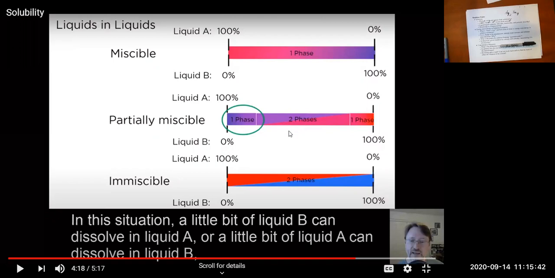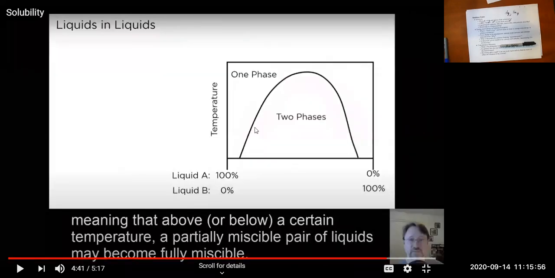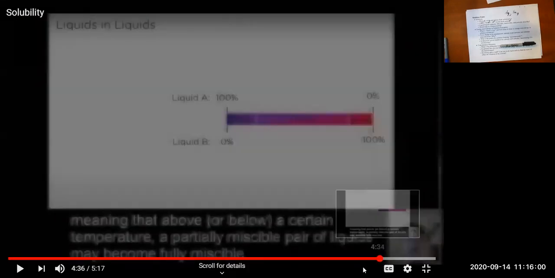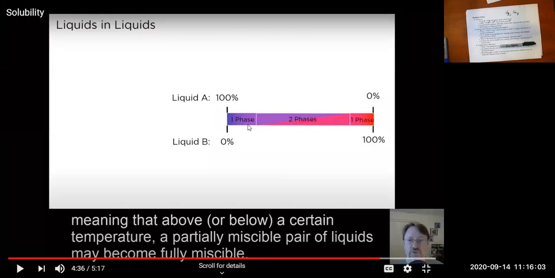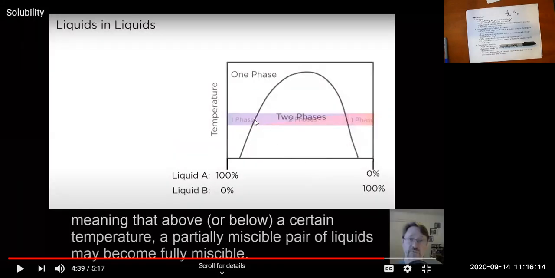Now, these cutoffs are going to vary with temperature. If we imagine this being at a single temperature and all we're doing is plotting what percentage this line is at, and go a little bit further, we get something that looks like this. So you have a one-phase region here, a one-phase region over here, and a two-phase region in the middle. But you change the temperature, and you can change where those ranges are, and you might even be able to reach a temperature where it becomes completely miscible.